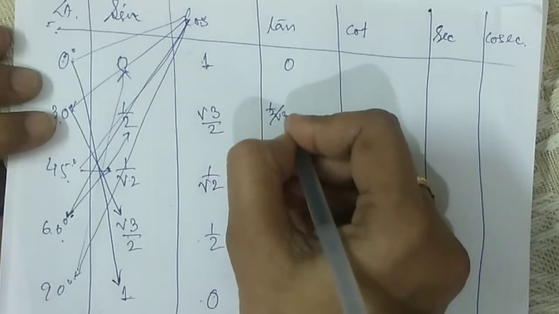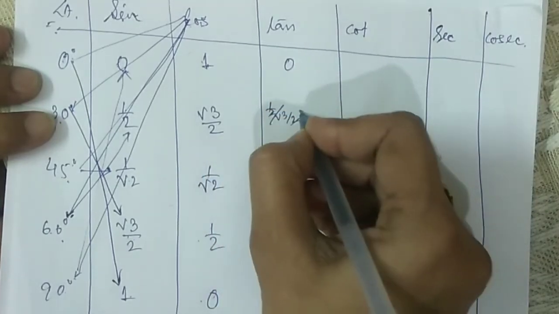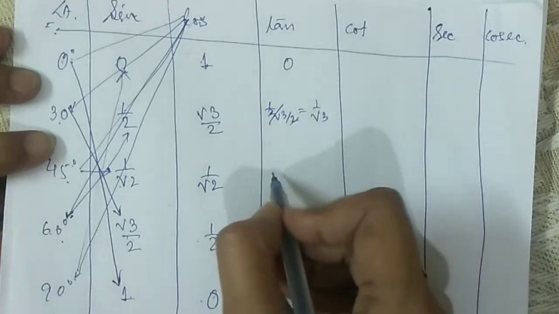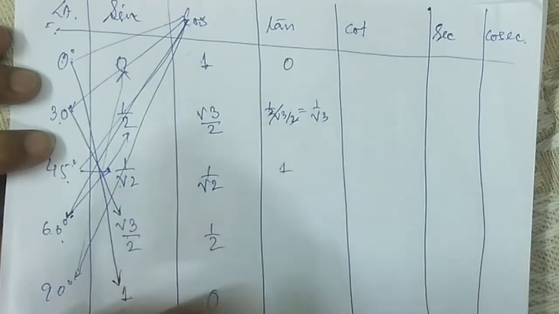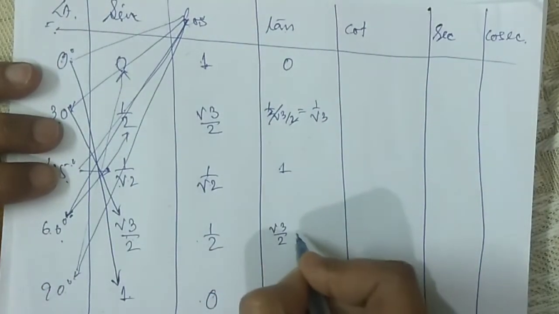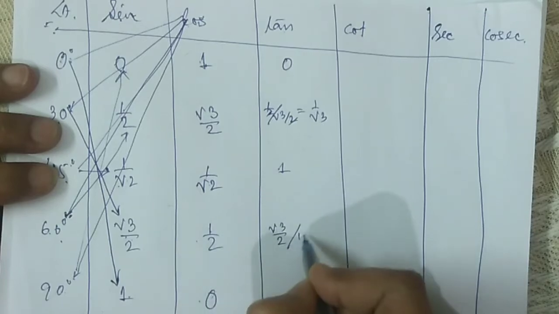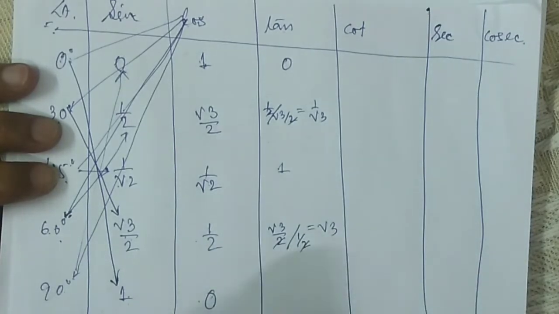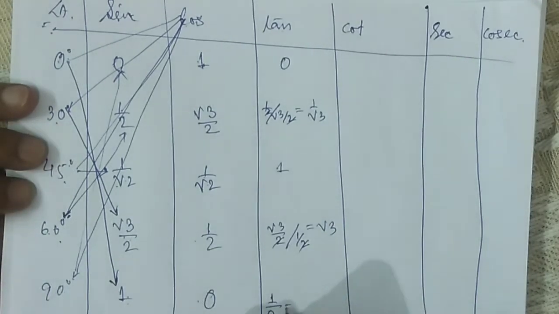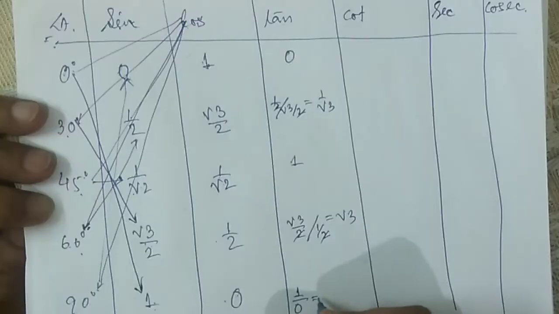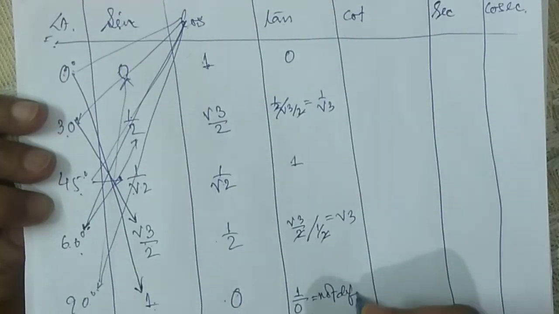Half by root 3 by 2, the 2 got cancelled, 1 by root 3. 1 by root 2 divided by 1 by root 2 will give you only 1. Root 3 by 2 divided by 1 by 2, the half cancels, so there remains root 3. But this one, 1 by 0, you won't get an answer, it is not defined. Any number divided by 0 is called not defined.